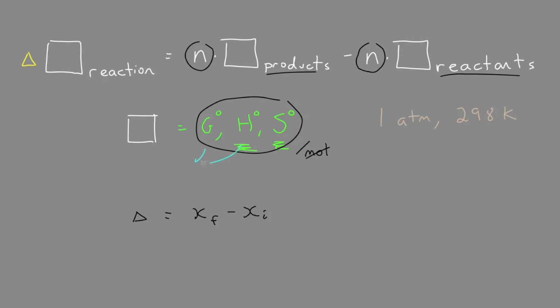Both Gibbs and enthalpy are given typically in kilojoules per mole, so this is a molar quantity. And when we calculate the reaction value, that will cancel the moles. So both Gibbs and enthalpy will be in kilojoules.